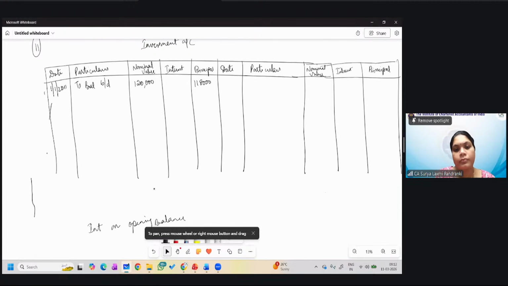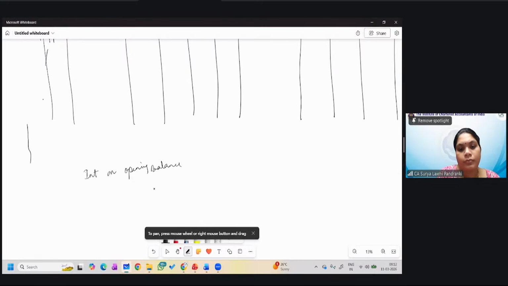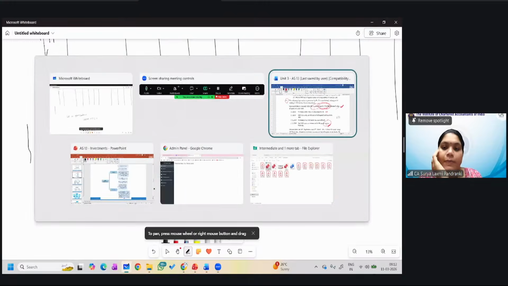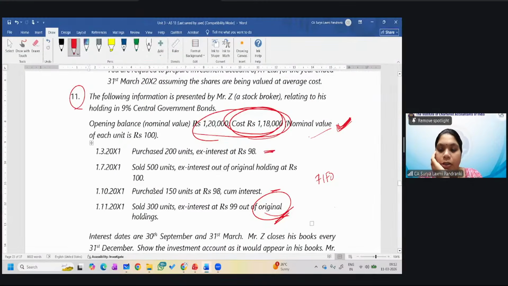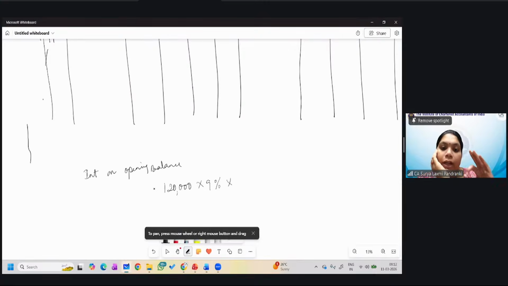So 1,20,000 into 9%, and it has also given further information that on 1st of March they purchased some 200 units, but from 1st of January to 1st of March there is a three... no, we have calculated it for 3 months. Why 3 months is my question. Okay, you told me 1,20,000 into 9%. Why did we get 9%? It is because they told it is 9% central government bonds, so it is fair. But how did we get 3 months?